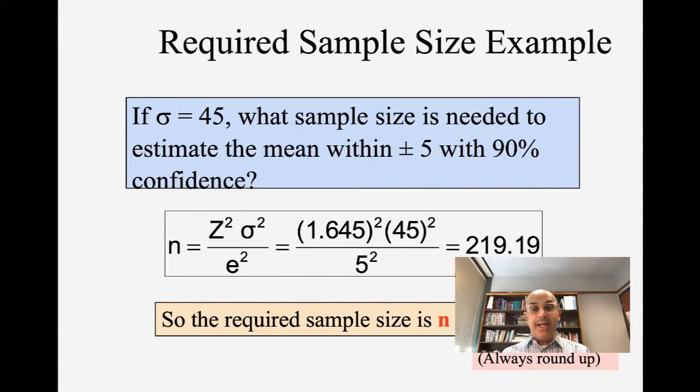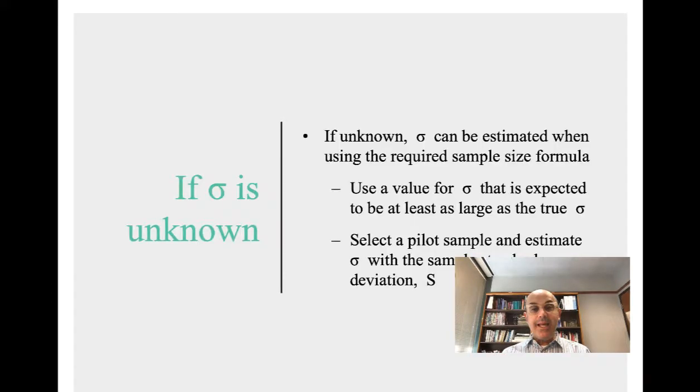I always remind you, always round it up. You are not going to give a fractional sample size at that point. We're not going to say, oh, you need to do 219.3. You always round it up in order for it to be more understandable to the general public. So what about the unknown standard deviation? It can be estimated with the required sample size. The issue is we select a pilot sample and estimate with the sample standard deviation S.